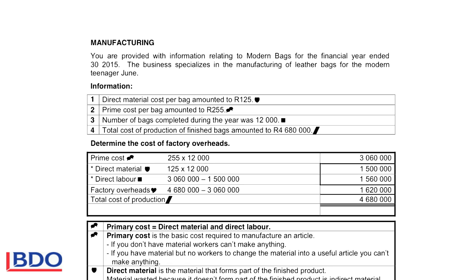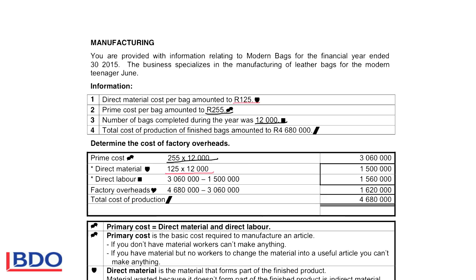So first of all, if we want to calculate the primary cost, I will take the number of bags, 12,000, multiply it with the 255, and that will give me the total primary cost. Primary costs consist of direct material and direct labor. Direct material is 125 Rand per bag. We made 12,000, so if I multiply the 125 with the 12,000, the direct material is 1.5 million.